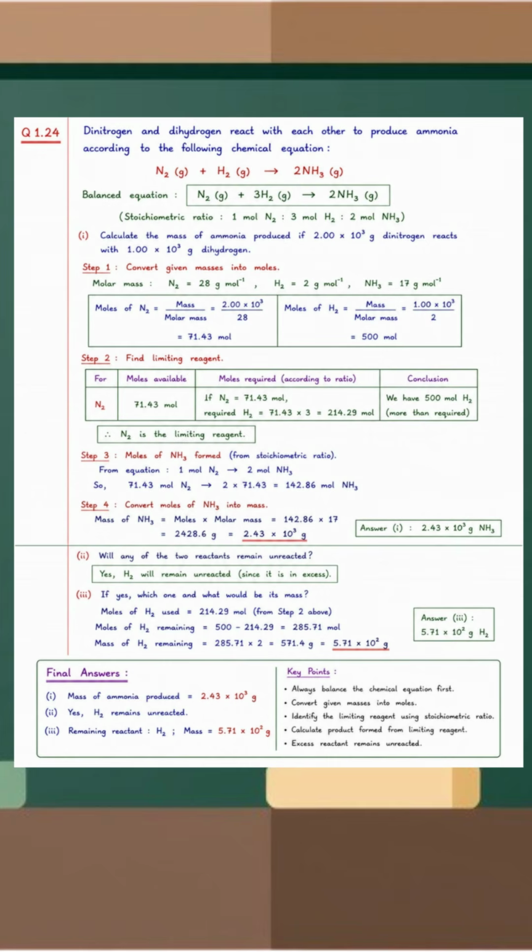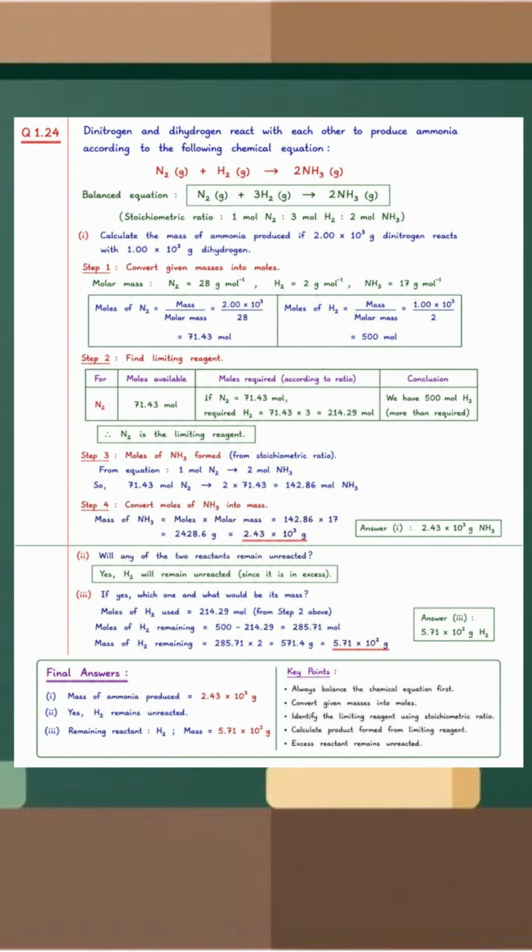Now calculate ammonia formed. 1 mole nitrogen gives 2 moles ammonia. So, 71.43 moles nitrogen will give 142.86 moles ammonia. Now convert into mass. Mass equals moles multiplied by molar mass. So, 142.86 multiplied by 17 gives 2.43 into 10 to the power 3 grams.